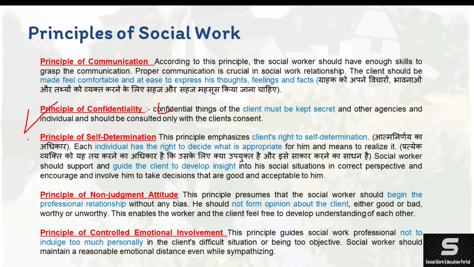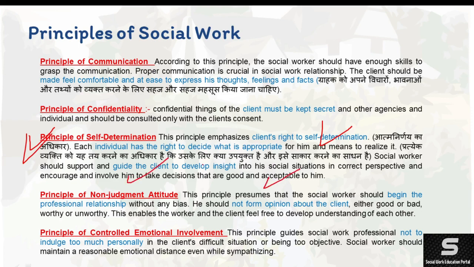Now the next, that is principle of self-determination. Basically this principle emphasizes the client's right to determination. आत्मनिर्णय लेने का अधिकार जो होता है, उसे हिंदी में बोलते हैं कि किसी भी इंडिविजुअल के पास अधिकार होता है कि उसके लिए क्या सही है, क्या गलत है, वो खुद ही डिसाइड करे. So each individual has the right to decide what is appropriate for him or not. And the social worker should support and guide the client to develop the insight, and also encourage and involve him to take decisions that are good and accepted to him. So this is the principle, that is self-determination.